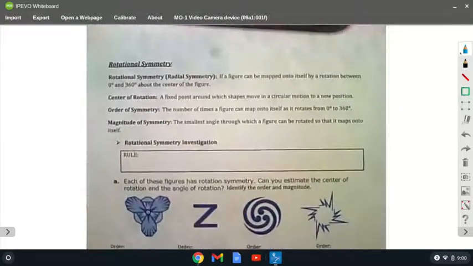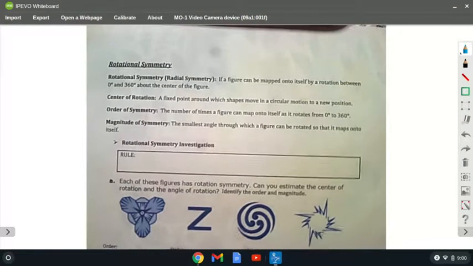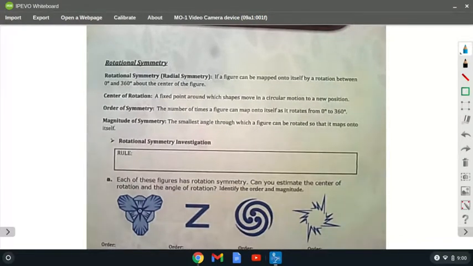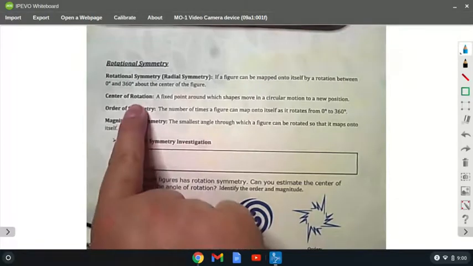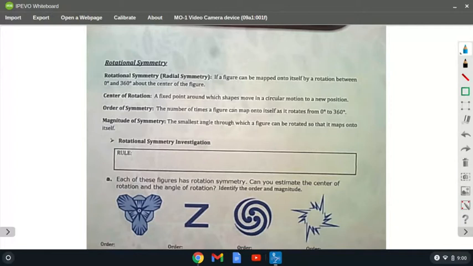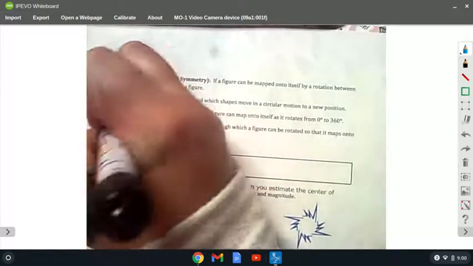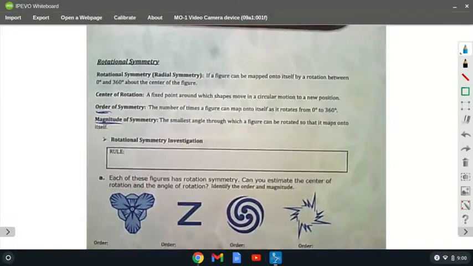Okay. All right. The other thing we have to look at is rotational symmetry. Rotational symmetry, or sometimes called radial symmetry, is if a figure can be mapped onto itself by a rotation between 0 and 360 about the center of the image. The center of rotation is a fixed point around which the shape moves in a circular motion to its new position. The order and the magnitude are some key things we're going to talk about.